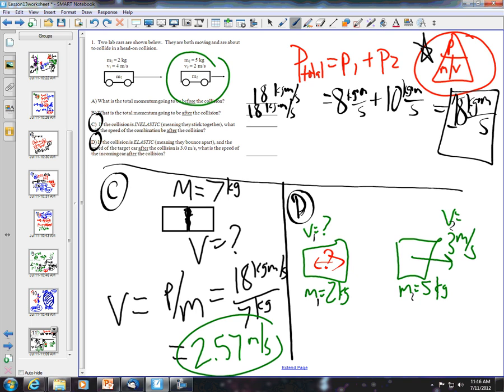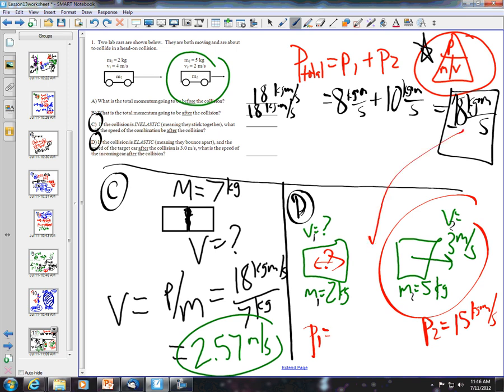So again, total momentum is boring. Let's find the momentum of this object. Momentum, 5 times 3, it's 15 kilogram meters per second. Well, that leaves 3 kilogram meters per second as the momentum for this one. So this object, this first car, is still moving to the right, but at a much slower pace.